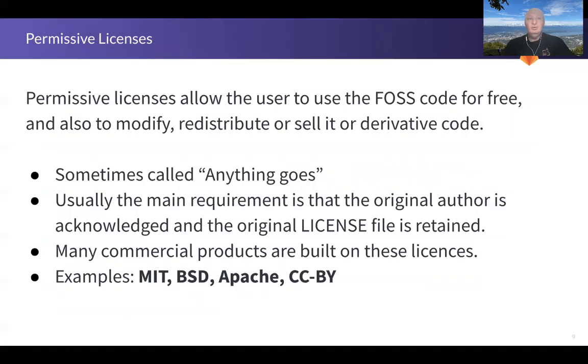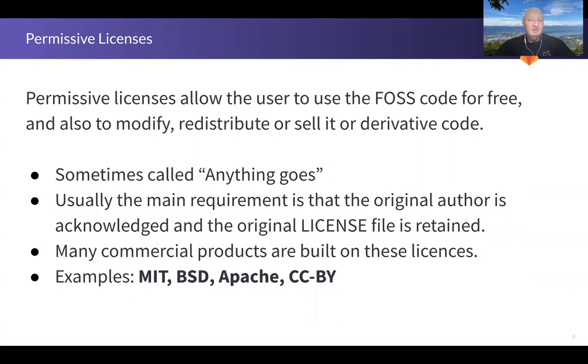So if that doesn't suit you, the permissive licenses may be more user-friendly for a business. Permissive licenses allow the user to use the FOSS code for free and really do anything with it. You can modify it, you can redistribute it, you can sell the software, you can fork the software and make a different product from that original software, and you can essentially do what you want with it. So this is sometimes called the anything goes license.